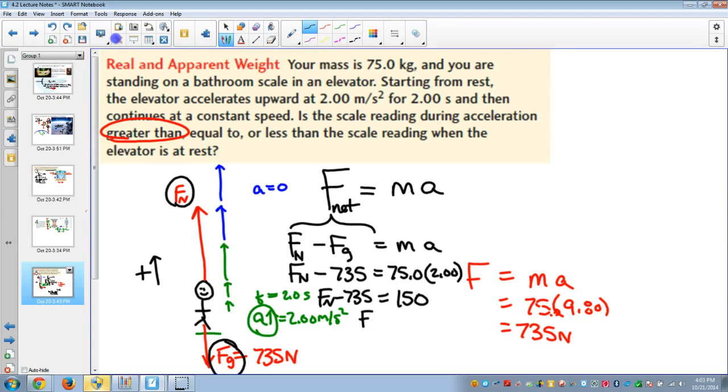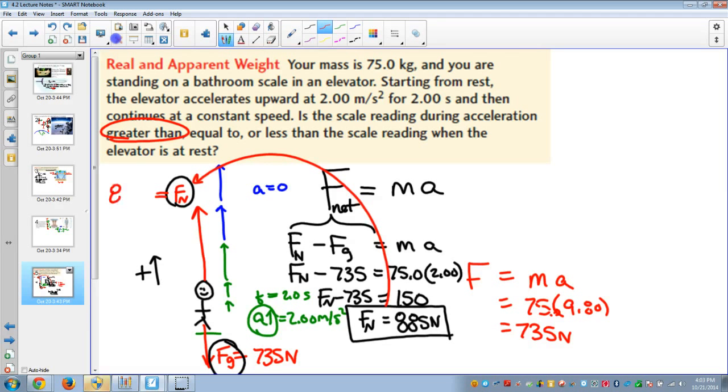So then I add 735 to that, and I get 885. So this normal force over here is 885. And that makes sense. In order for me to accelerate upwards, I have to have a bigger force upwards. The scale is going to read above by 150, that's where the 885 came from.